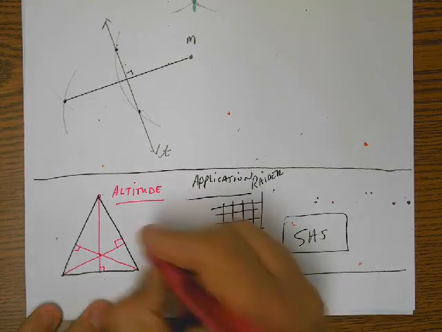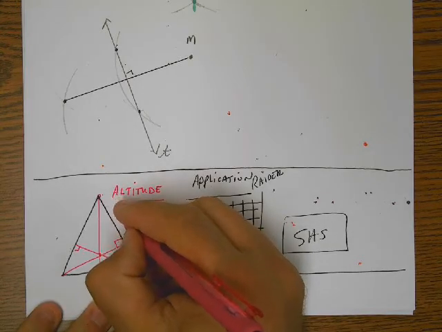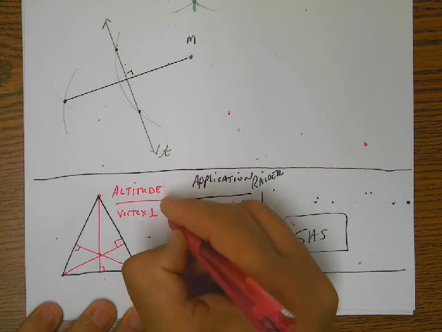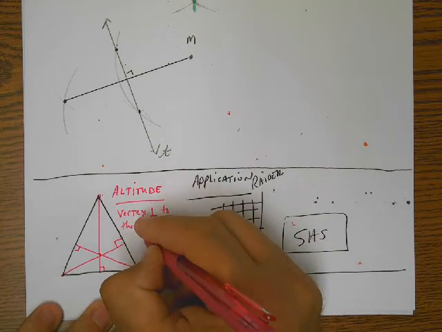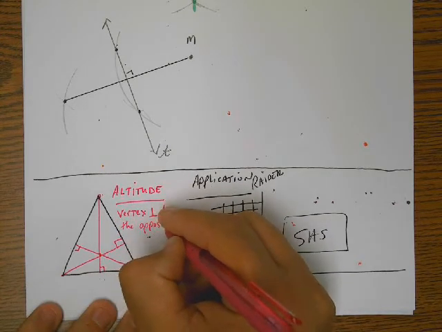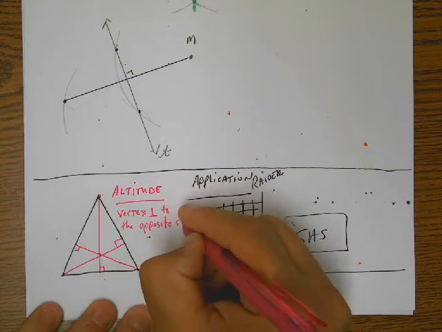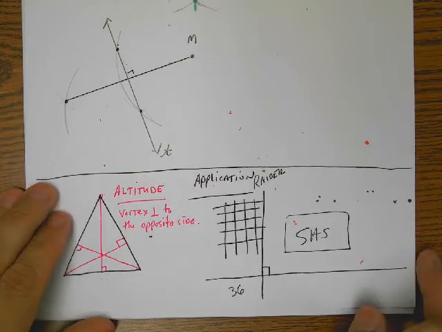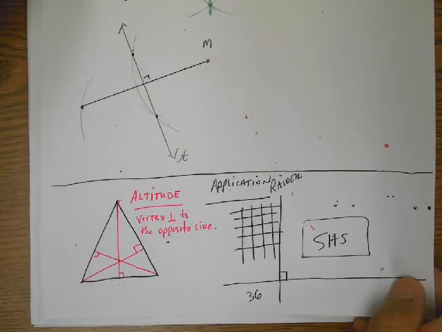What is an altitude? It goes from the vertex perpendicular to the opposite side. That's an altitude. We just drew it in freehand three times. But we're going to do it together now with a real construction. Go ahead and give yourself, with your straight edge, an acute triangle.